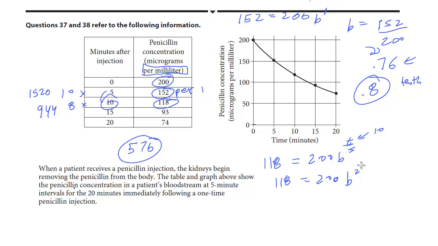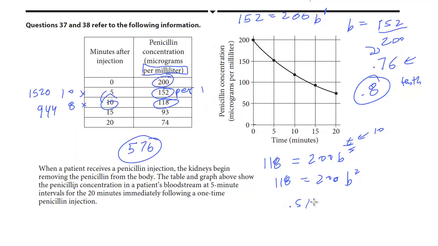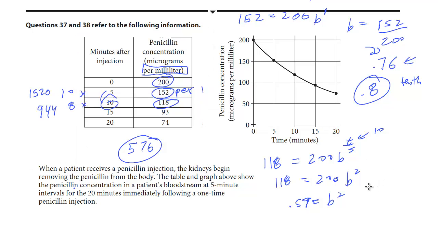Again, before, we got 0.76. Let's just confirm it. So now we're going to take 118 and divide it by 200. And we get 0.59 equals B squared. And the last step is we're going to take the square root of both sides. We're just going to square root that. And look, we get 0.77. So in both cases, when we round to the nearest tenth, we're going to get 0.8, and that is indeed the answer.